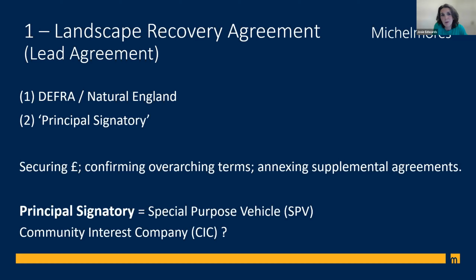So a special purpose vehicle, a new corporate entity to act as the principal signatory. And so just to put a bit of background context there, SPVs are legal entities created solely for a particular purpose. So that might be the financing of a specific project. And their operations are restricted to the limited purpose for which they're created. Now, they can use any legal structure. Private limited companies or limited liability partnerships are commonly used.